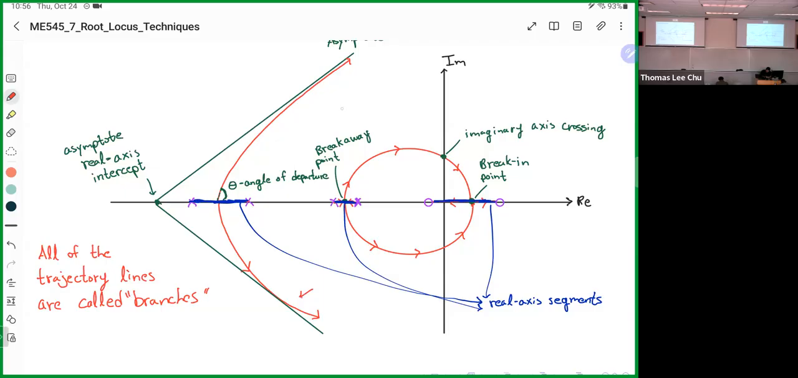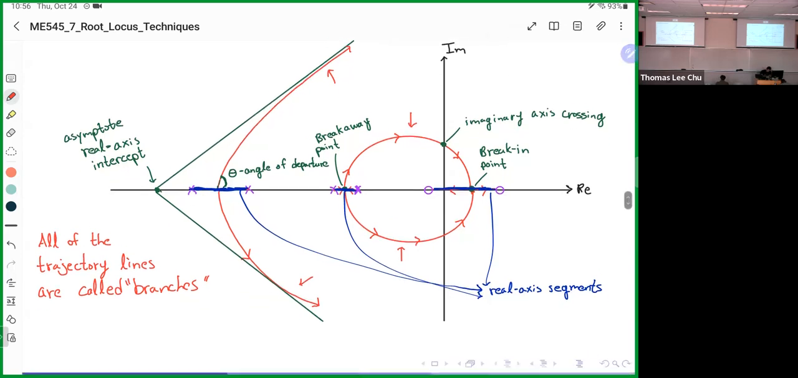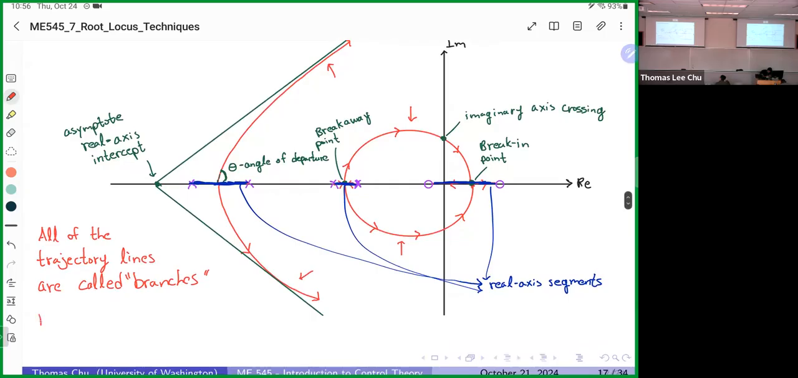So this is a branch, that's a different branch, this is another branch, that's another branch. So here we have four branches. Even though they share the same real axis segment, we have four branches because there are four closed loop poles in this system. There are four closed loop poles here.